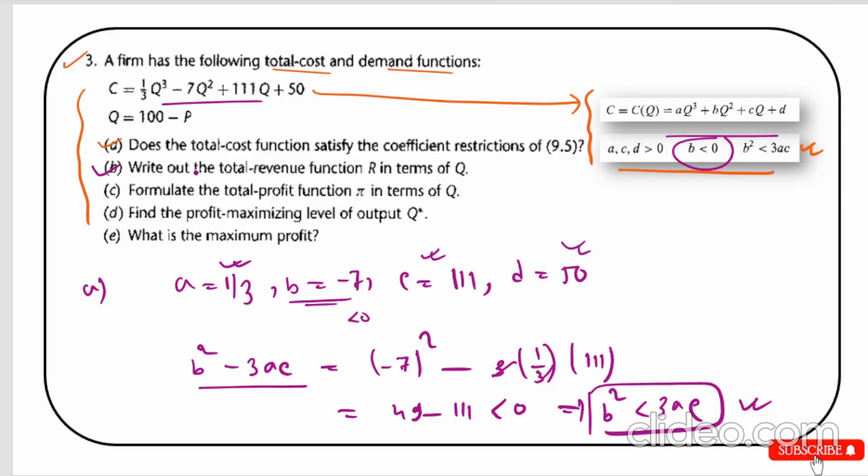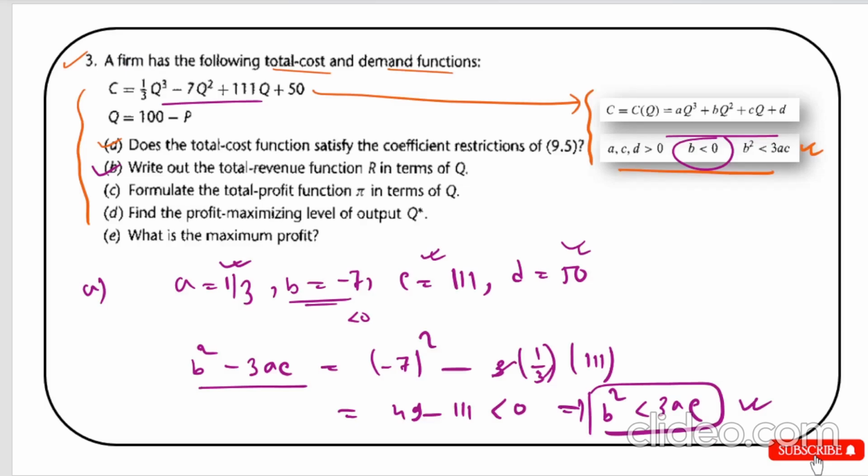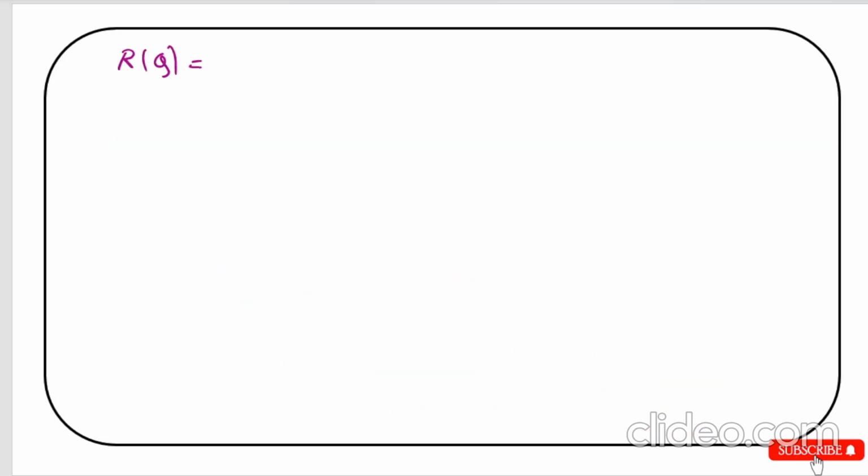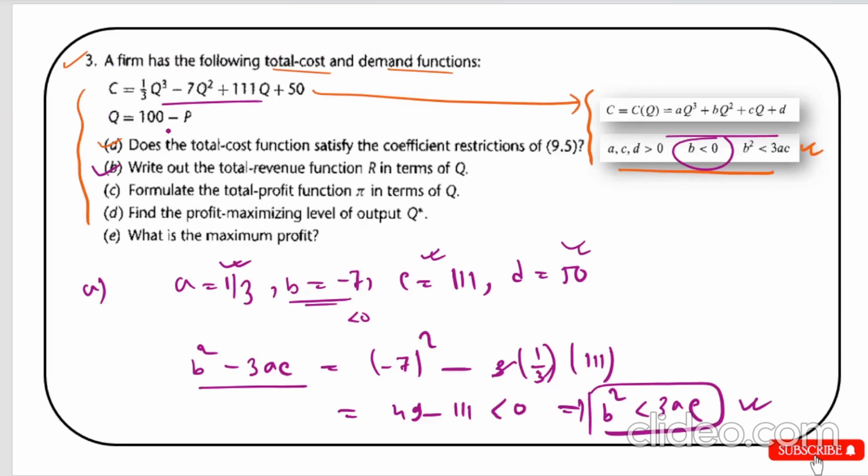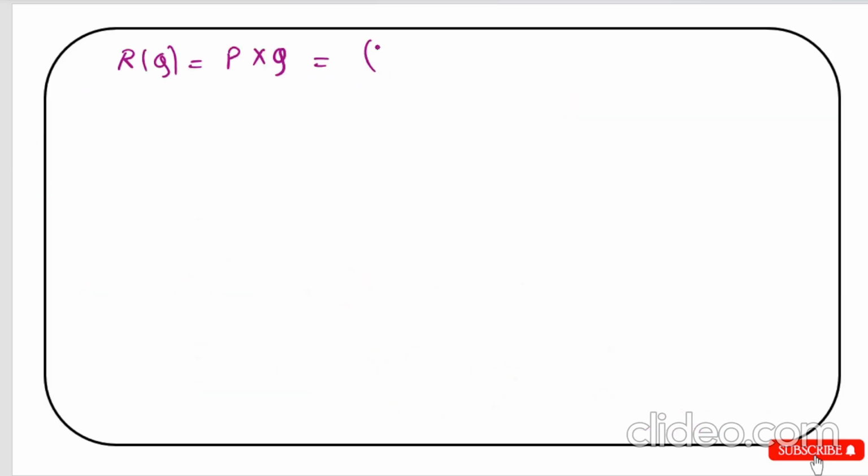Now come to the second question. Write down the total revenue function R in terms of Q. So what will be the total revenue function? Total revenue is price into quantity. The price or unit price into the quantity. Now P, you will get from the demand function, the inverse demand function. If you take this side and let it come this side, it will be 100 minus Q.